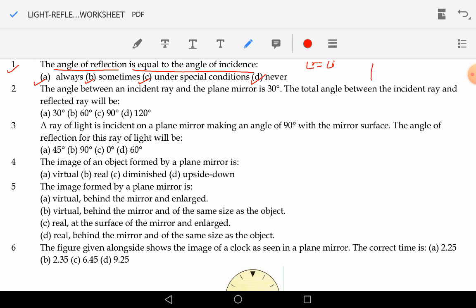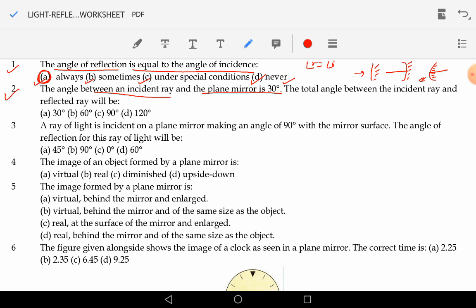Even if you are taking a plane mirror whose reflecting surface is plane, even if you are taking a concave mirror whose reflecting surface is curved inwards, or you are taking a convex mirror whose reflecting surface is curved outwards, in all the cases the angle of reflection is always equal to the angle of incidence. So this is our option A, which is correct, right? Question number 2, the angle between an incident ray and the plane mirror is 30 degree. Now this is a point where many of the students do mistake.